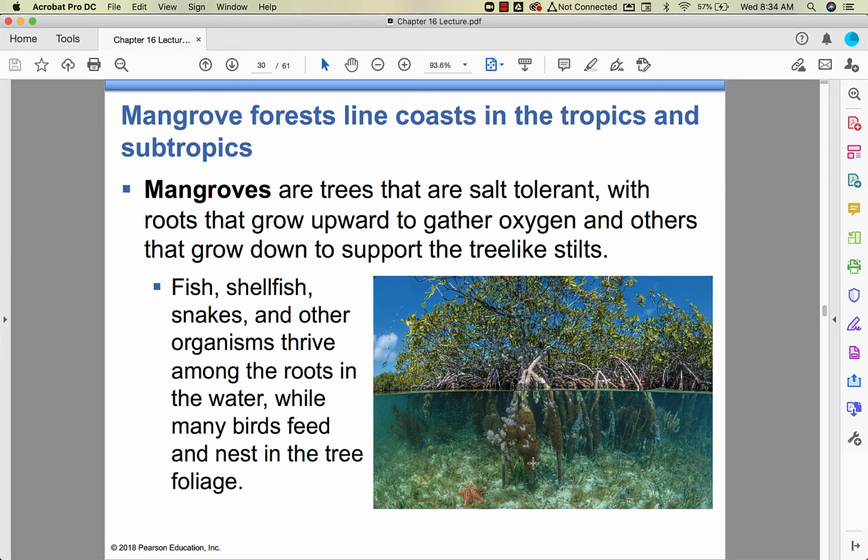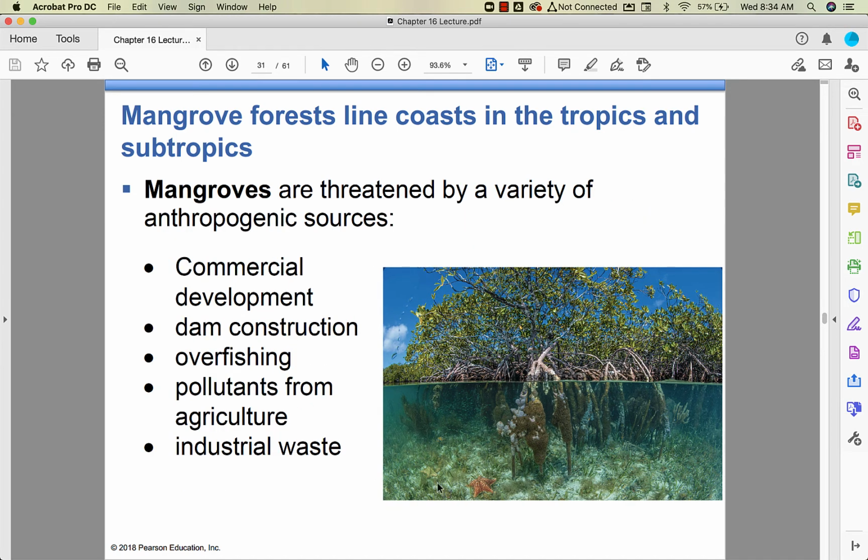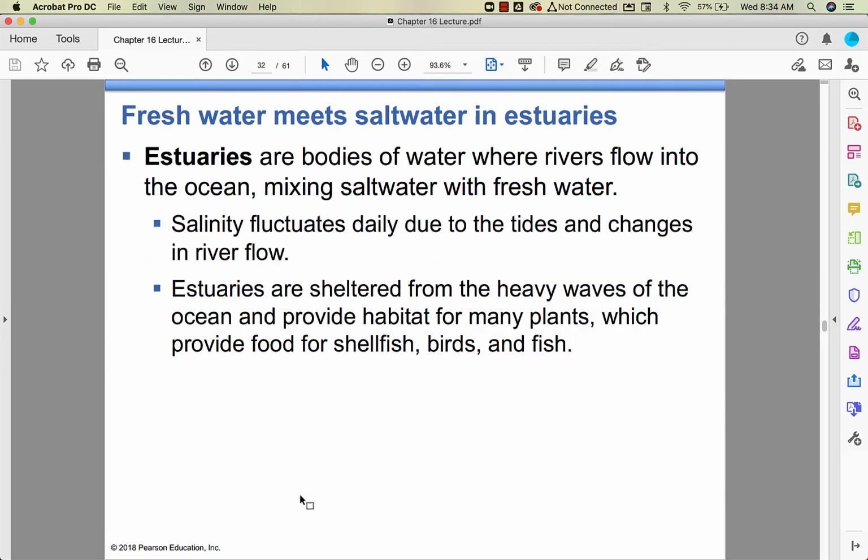So they're a really important coastal ecosystem. They're threatened by a variety of anthropogenic sources. These are the things that you need to understand about the mangroves, okay? They are clearing the mangrove forests for commercial development. They are building dams, which is reducing the flow of the water to the mangroves. We're overfishing in them. They are susceptible to pollutants from agriculture and industrial waste. So those are the ways that we are damaging the mangroves.